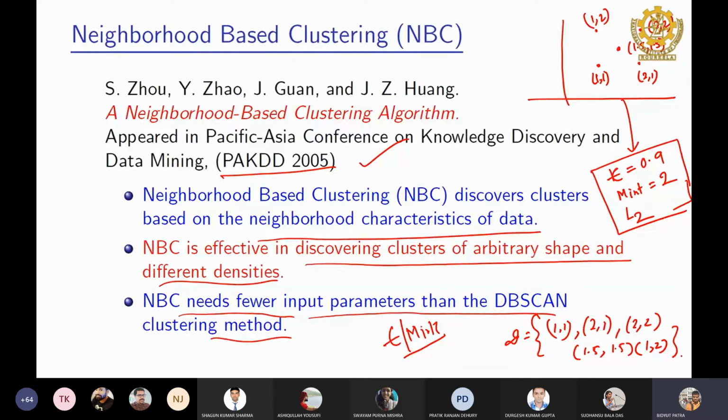So if you apply the DB-scan with this set of parameters, epsilon, minimum points, and L2 distance, how many clusters will you get? This is the problem we need to solve. We will do it after the NBC approach. We'll first finish the NBC and then we'll solve this problem. Same data set, we apply the NBC and we apply the DB-scan.